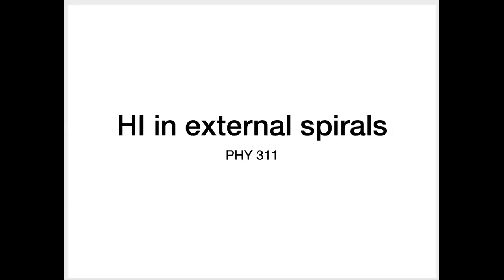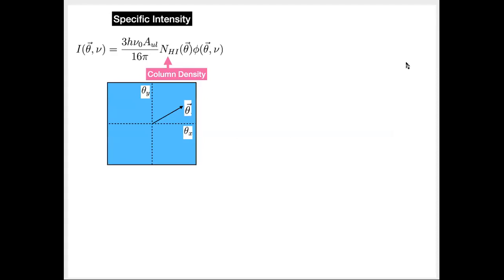Okay, so let us start our discussion today. We shall be talking about H1 in the external spiral galaxies. Well, we have already discussed in detail about H1 emission and absorption. So I will take on from there. I'll start by writing down the expression for the specific intensity.